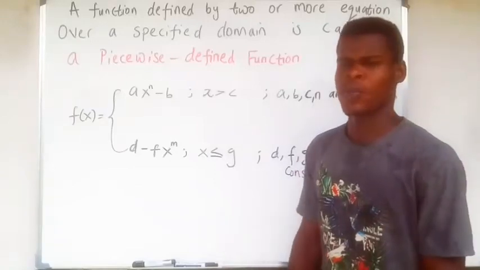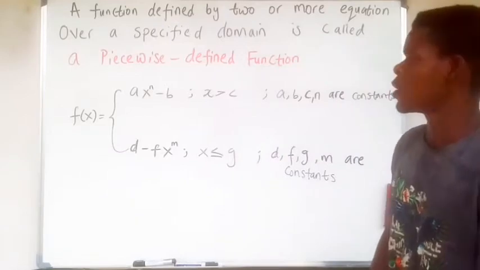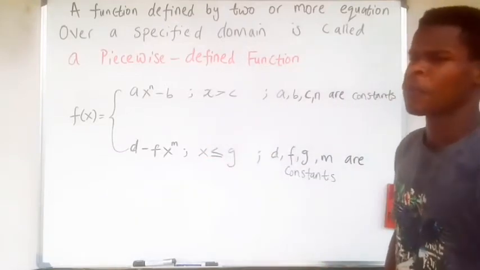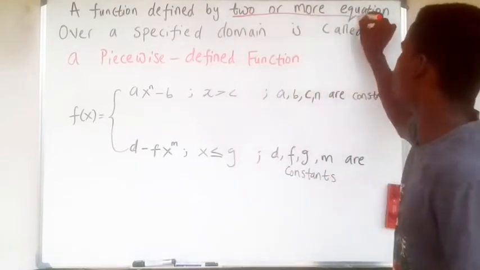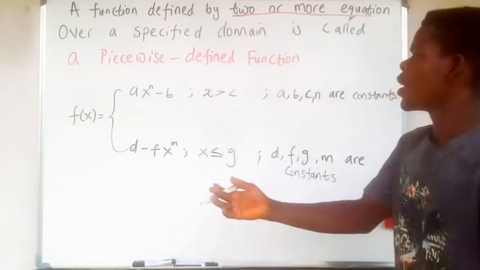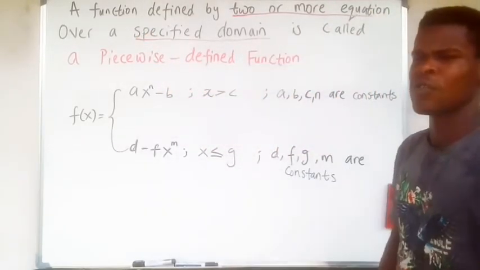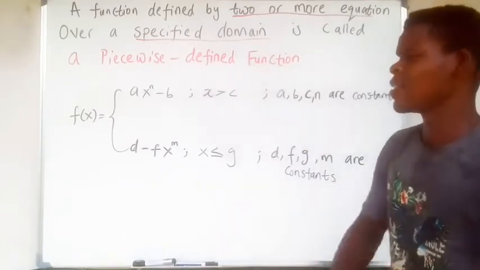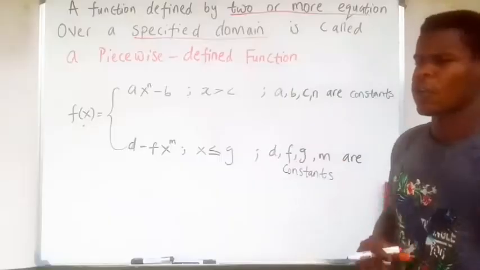So we'll be talking about the piecewise function. A function defined by two or more equations over a specified domain is called a piecewise function. Okay, so when you see a function defined by two or more equations over a defined domain, it is called what? A piecewise function. It takes this shape. This is the function and these are the two equations. You're taking out the constant terms.